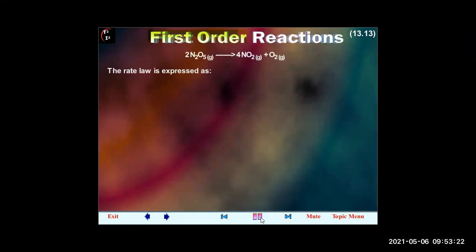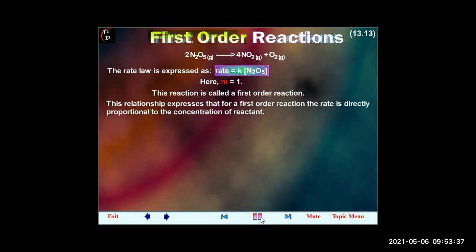The rate law is expressed as rate is equal to K times the concentration of N2O5. Here, M is equal to 1. This reaction is called a first-order reaction. This relationship expresses that for a first-order reaction, the rate is directly proportional to the concentration of reactant.